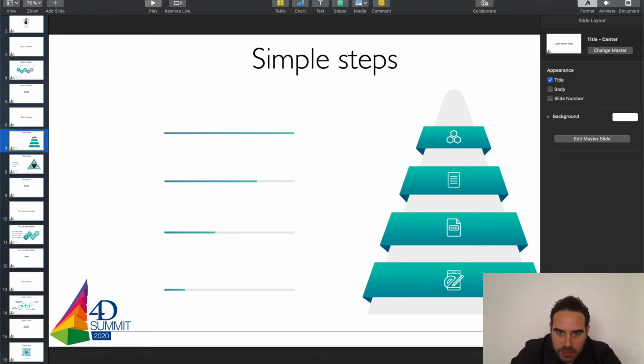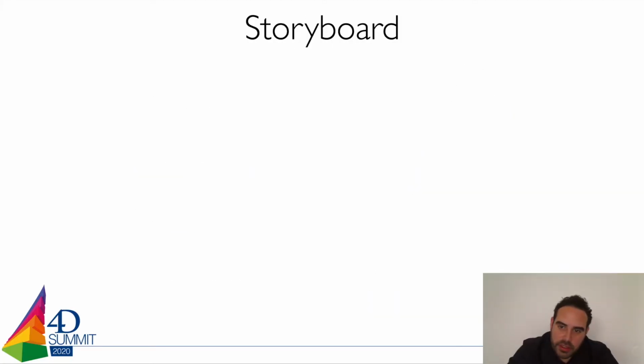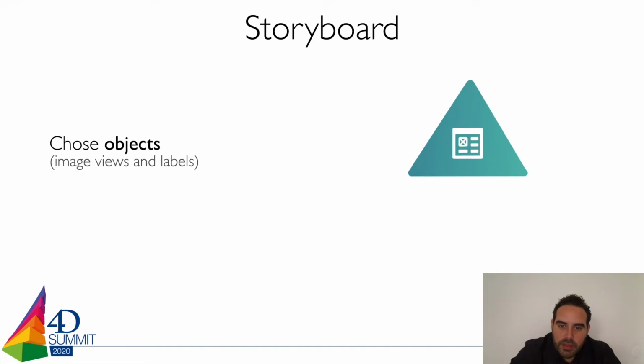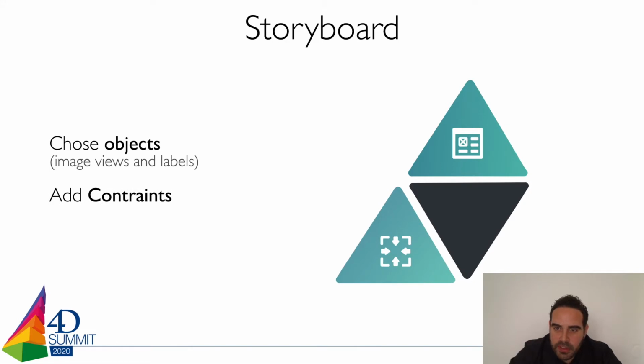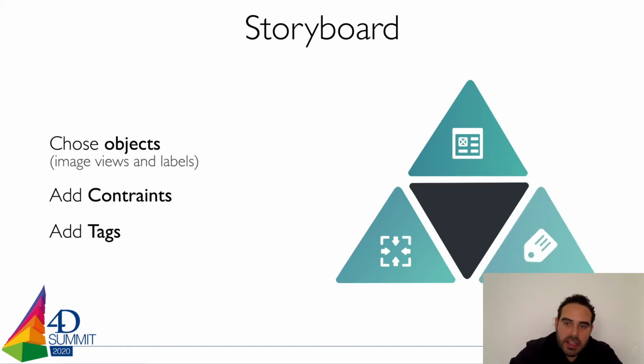Let's go back to our presentation. So let's have a closer look at Storyboard. There is 3 steps when building your template. First, you'll have to choose objects required for your project, like images and labels. Then you will define your element's position using constraints to well position and to define the sizes of your objects. And finally, you will add tags to properly bind your fields when the project is built.